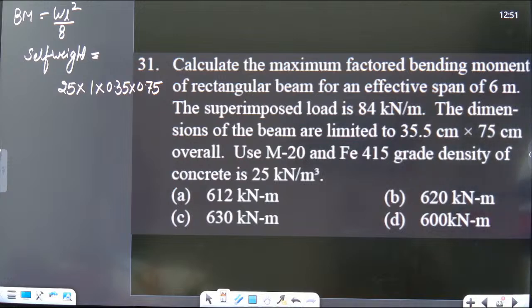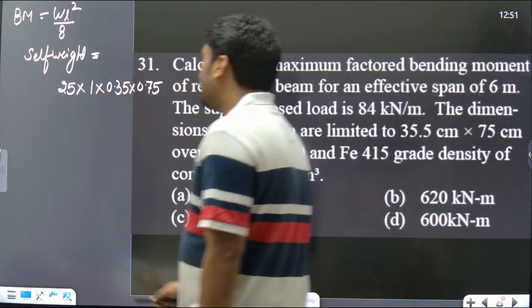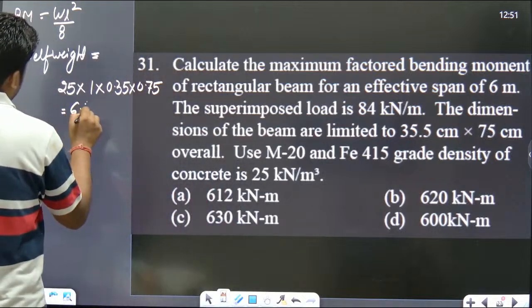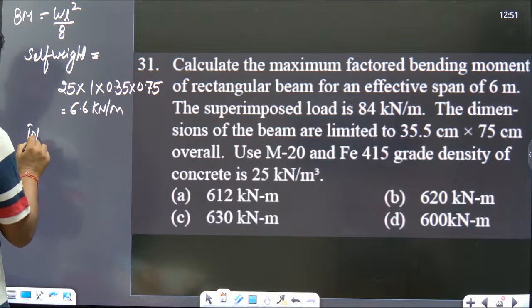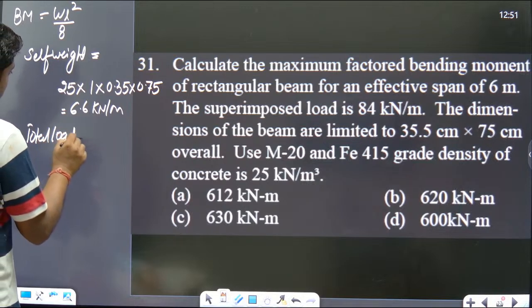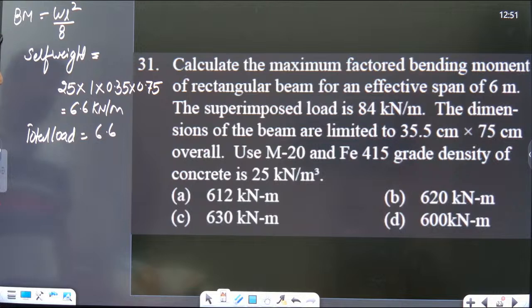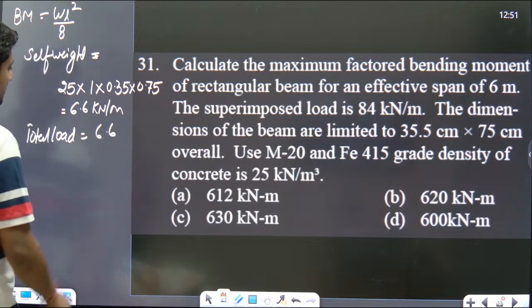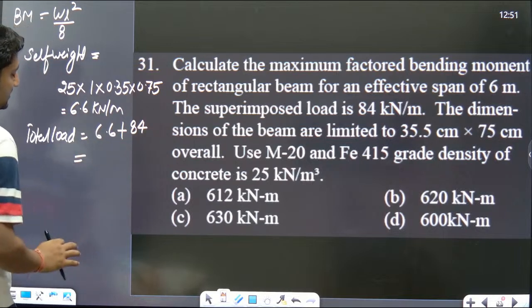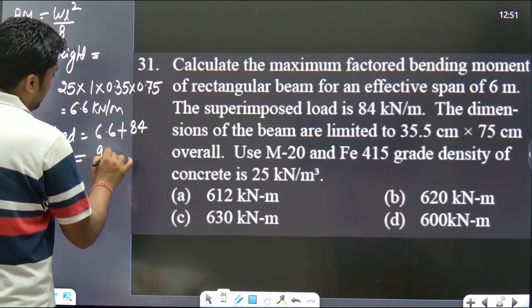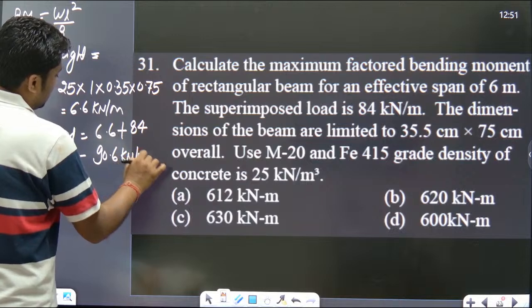This value comes out to be 6.6 kilonewton per meter. As well as the superimposed load, which is 84 kilonewton per meter. So the total load intensity is nothing but 90.6 kilonewton per meter.